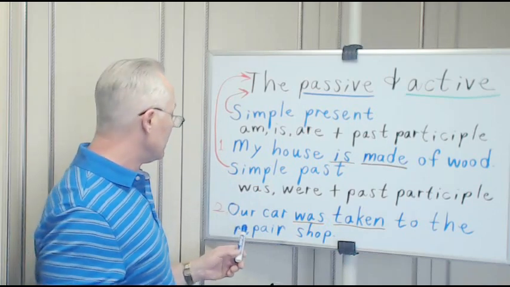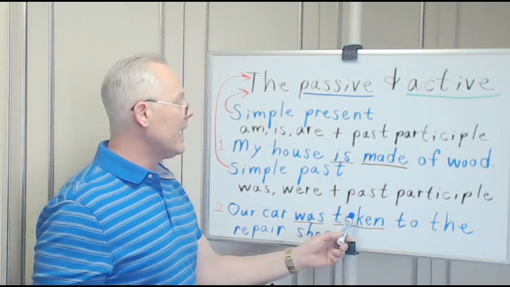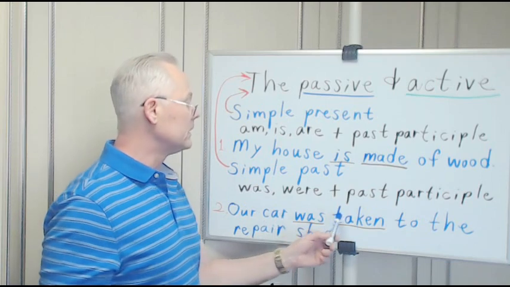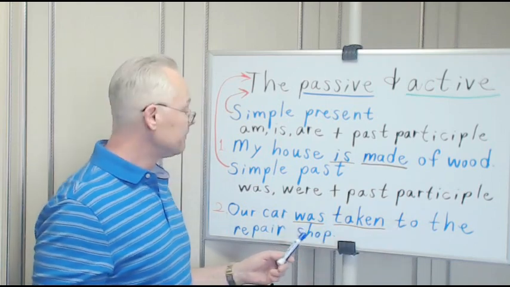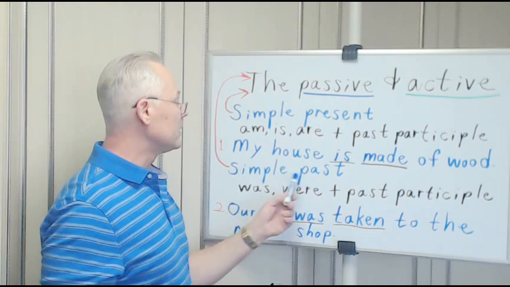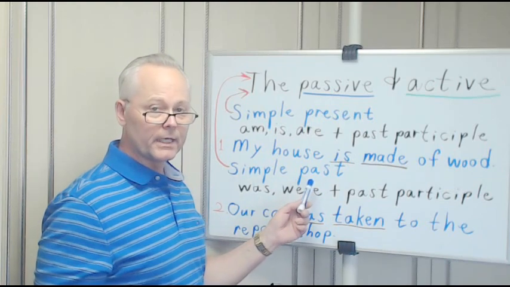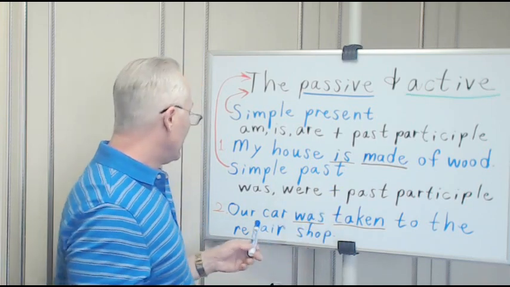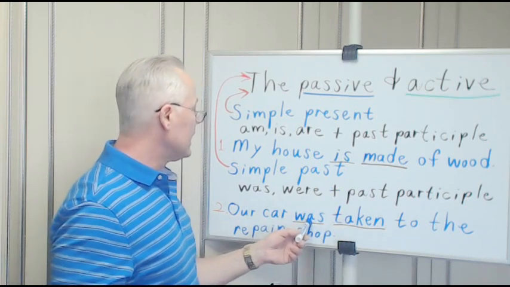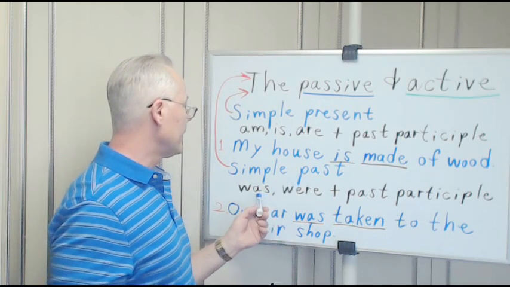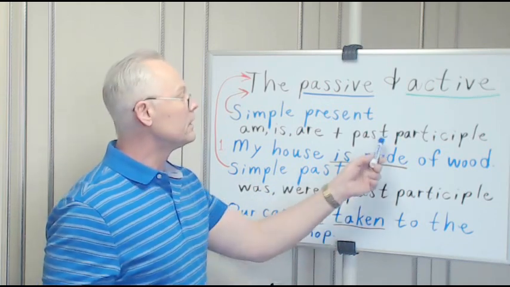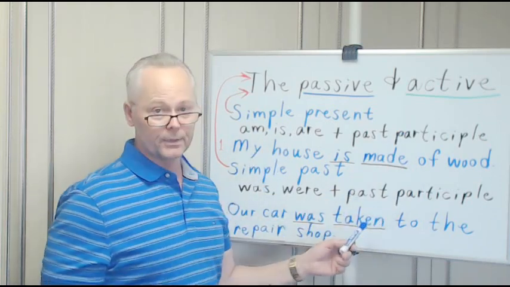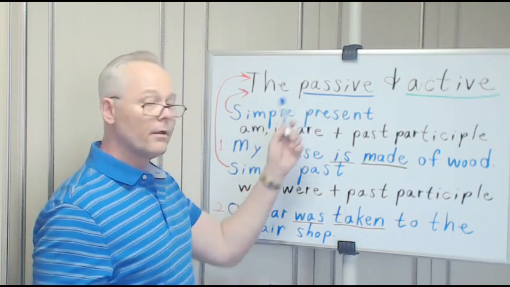In this sentence, our car was taken to the repair shop. Okay? Now, we're talking in the simple past. This is something that happened before now, in the past. It's over, it's done. Our car was taken. Now, was is a simple past. Taken is a past participle. So, we have these plus a past participle. We're talking about the passive.